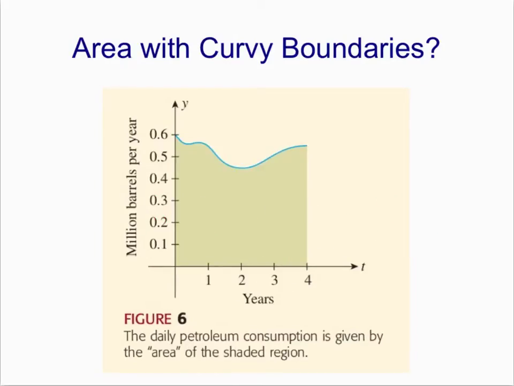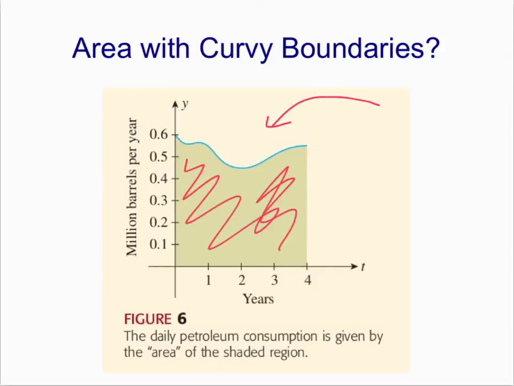Now, the area problem becomes a little more complicated when our regions have curvy boundaries. Here is another function that represents petroleum consumption, but this time the upper boundary is not a horizontal line. It's a function of x that happens to be curvy. So finding the area represented by this region here is simply not as easy.